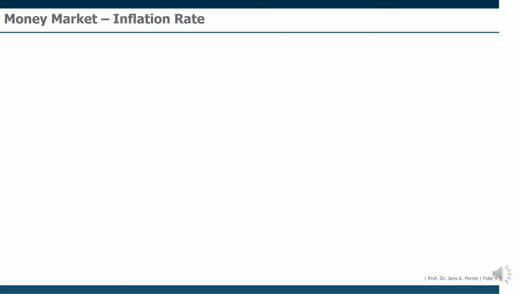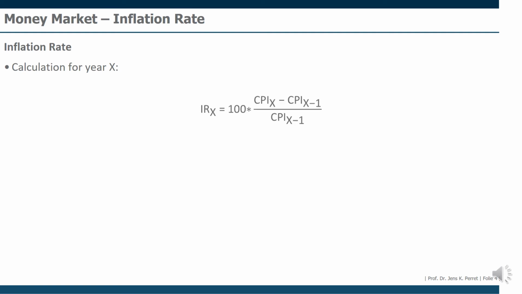And if we want to get to the year-to-year inflation rate from this, this is also easily done, because what we can simply do for the inflation rate is calculate the growth rate of the consumer price index and then multiply this with 100. So if we want the inflation rate for year X, we're simply taking the consumer price index of this year, subtract the consumer price index of the year before, divide this by the consumer price index of the year before, and multiply the result with 100, giving us the inflation rate of year X.